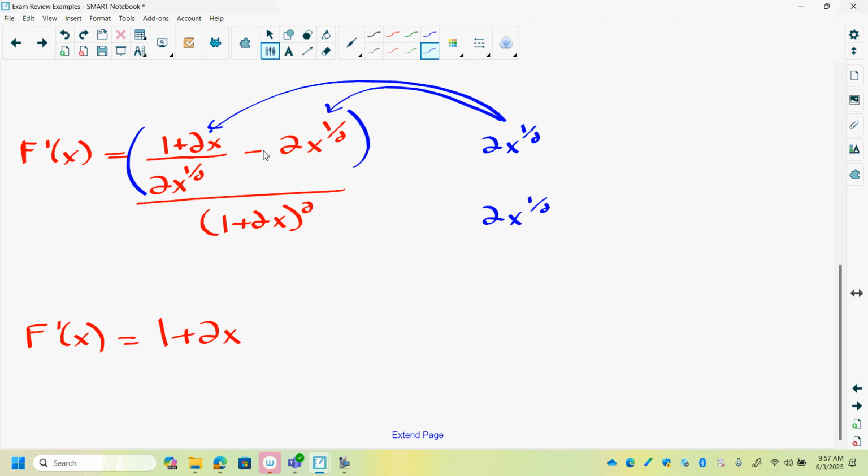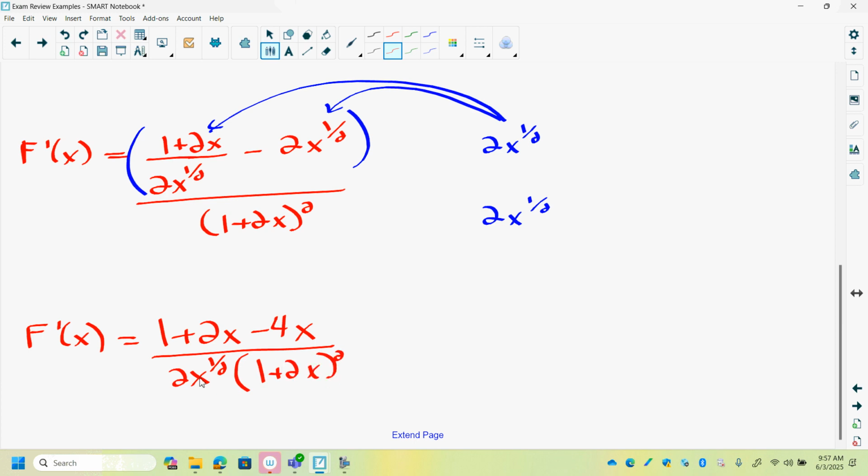What's negative 2 times positive 2? Negative 4. What's x to the 1/2 times x to the 1/2? You write your base down, x, and you would add those exponents. What's a half plus a half? It's 1. It's 2 over 2, right? You add the exponents. A half plus a half is 1 whole. And then on the bottom, I'm just going to write 2x to the 1/2 multiplied by 1 plus 2x squared.